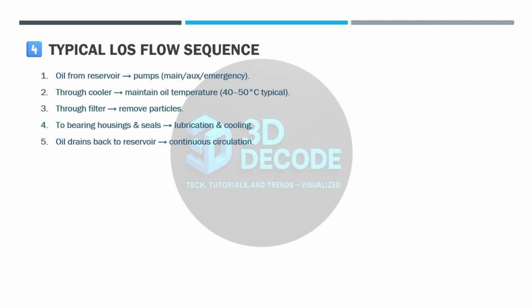Typical LOS flow sequence. How does oil flow through the system? 1. Oil is drawn from the reservoir by the pumps. 2. It passes through the cooler, where temperature is maintained around 40 to 50 degrees Celsius. 3. It then goes through the filters, removing fine particles. 4. Clean, cooled oil is delivered to the bearing housings and seals for lubrication and cooling. 5. Finally, the oil drains back to the reservoir, completing the circulation loop.